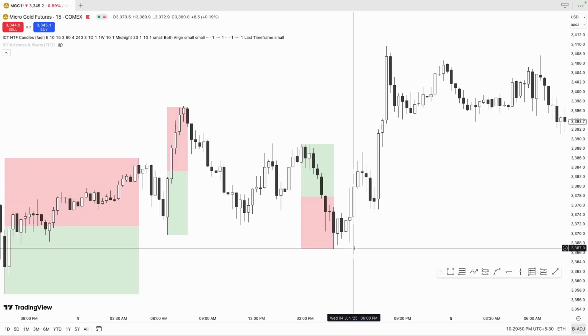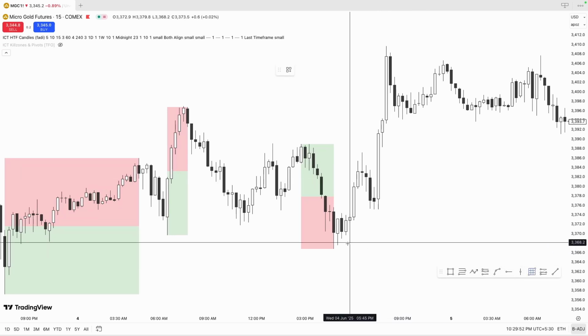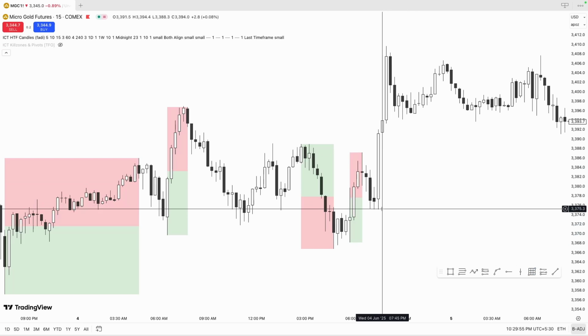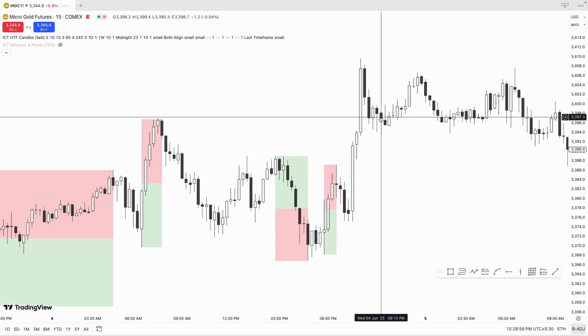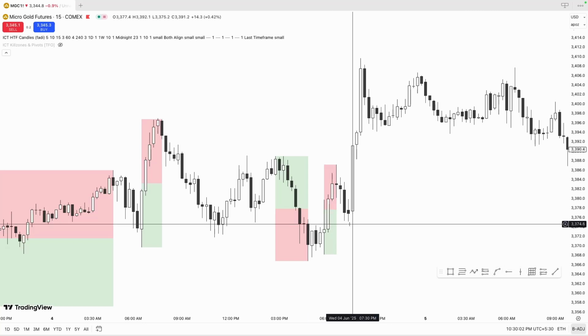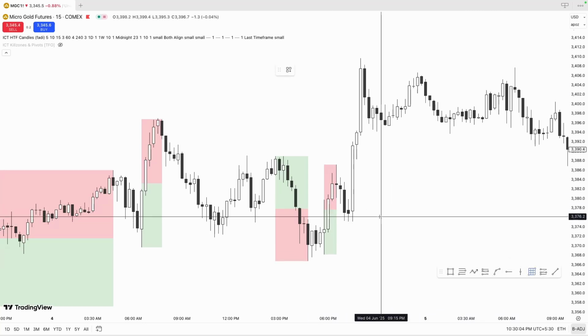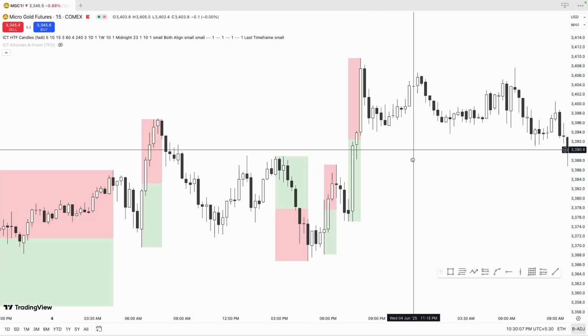Okay, that's the low, that's the low right here, that's the high. Price comes to the equilibrium, it pushes higher. Okay, and then yeah, sorry, this is the next low. I don't know why it's not. Okay, yeah, this is the next low, this is the next high.